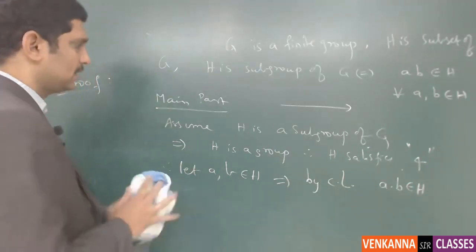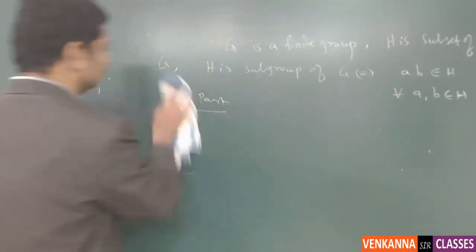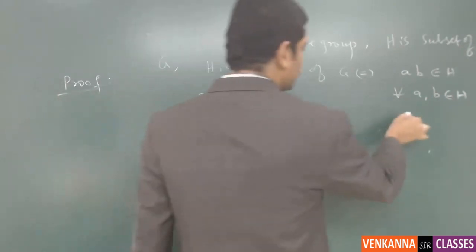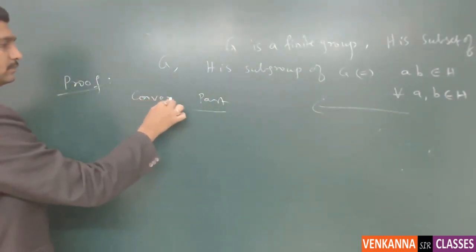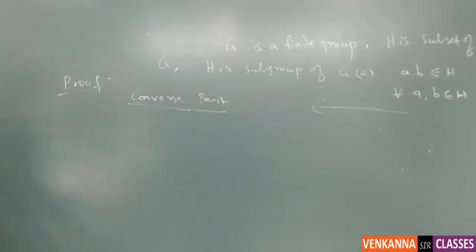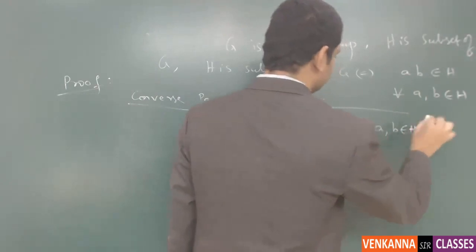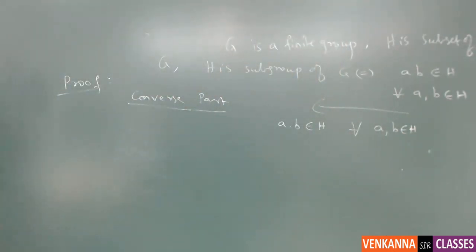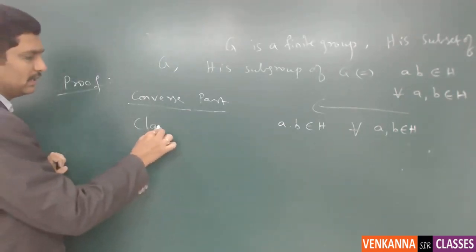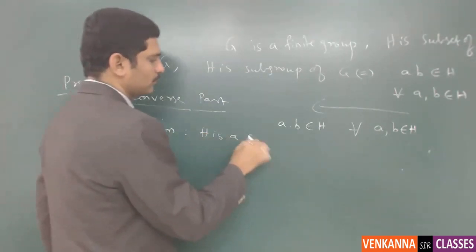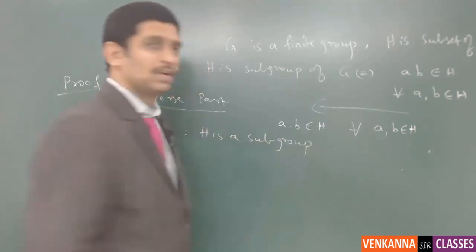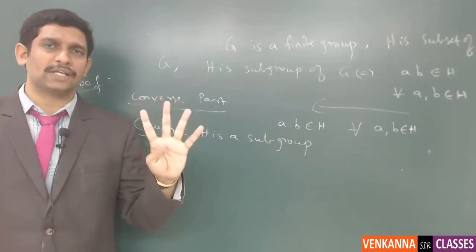Now, the converse part is, you are moving in the other direction. So you are assuming that AB belongs to H for all A, B belongs to H. Please understand that whatever elements you take, it satisfies the closure law. The elements may be equal or unequal, distinct or not distinct, whatever the case may be, it satisfies the closure law. So if you want to prove that H is a subgroup, you have to show H satisfies four properties.